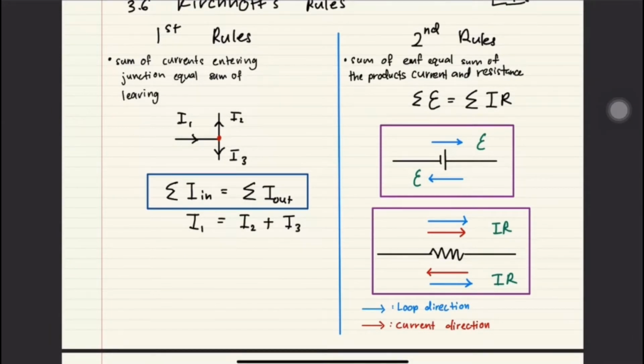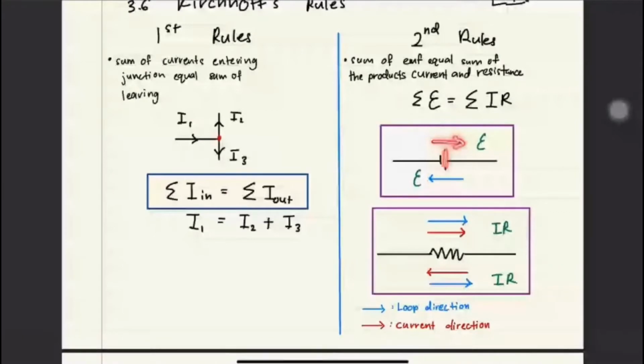Before you decide this part, you have to draw the direction of current. Here we have drawn the direction of current, and then in this part you have to draw the loop direction. Let me explain more. The loop direction and the current direction play the role of determining whether this one is positive or negative. So the blue direction is the loop direction.